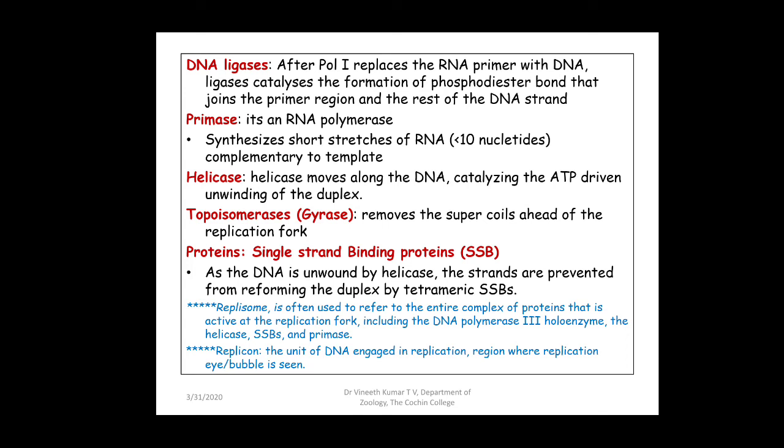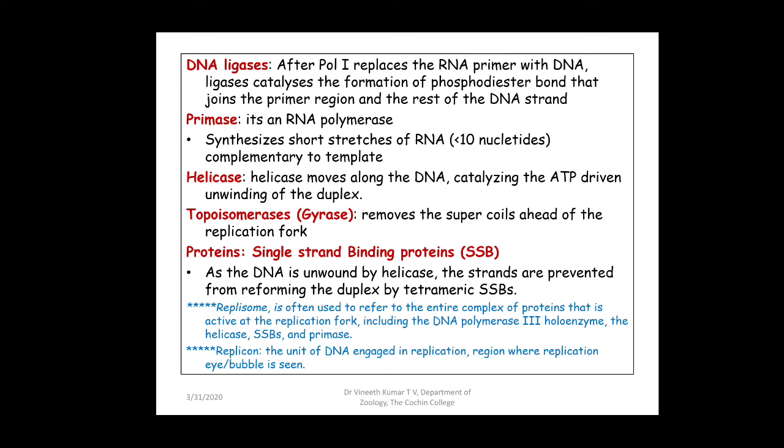Next is the primases. Primase is an RNA polymerase which synthesizes short stretches of RNA, usually less than 10 nucleotides, which are complementary to the template. So a primase can synthesize short RNA fragments, which is also important in the mechanism of replication, which we are going to see.